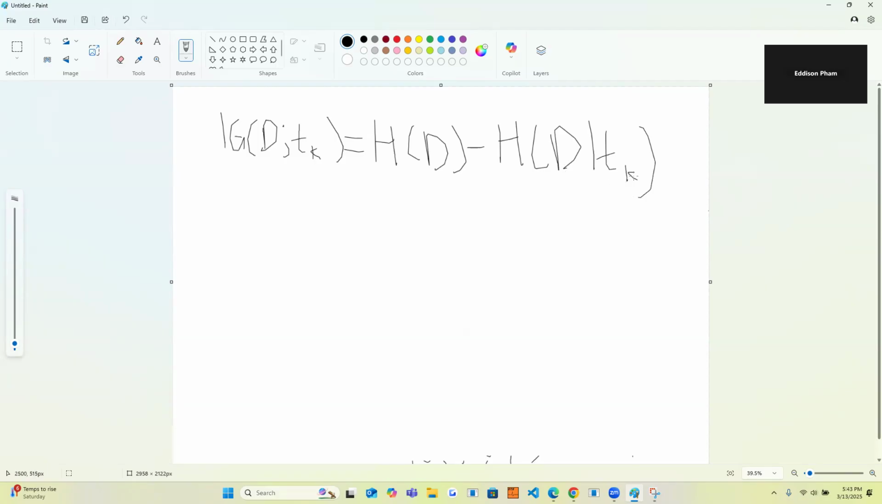So correct me if I'm wrong, but I believe the formula for information gain for the current node is this: IG of tau_k, where tau_k is some split, is equal to H of D minus H of D given tau_k. So the entropy after you apply the split. However, if the split is completely useless, then basically it doesn't really do anything.